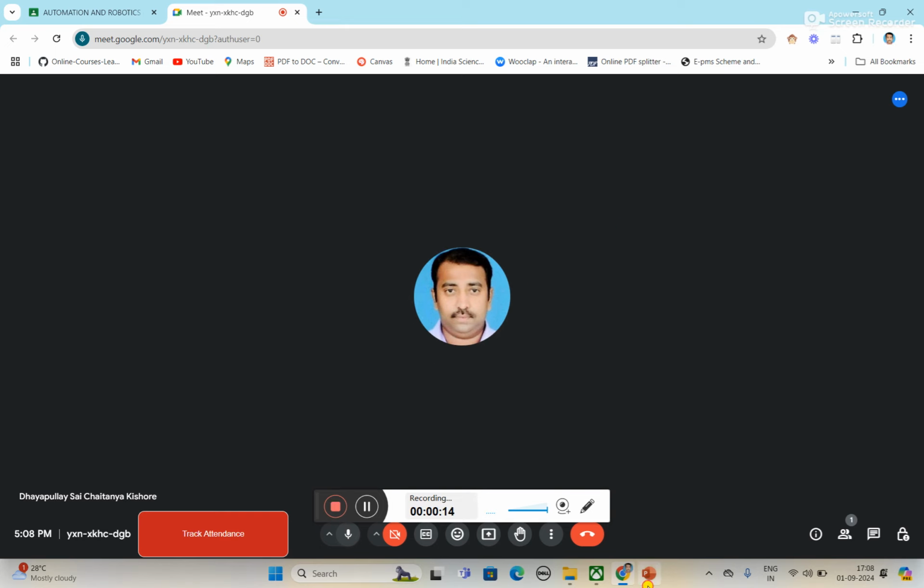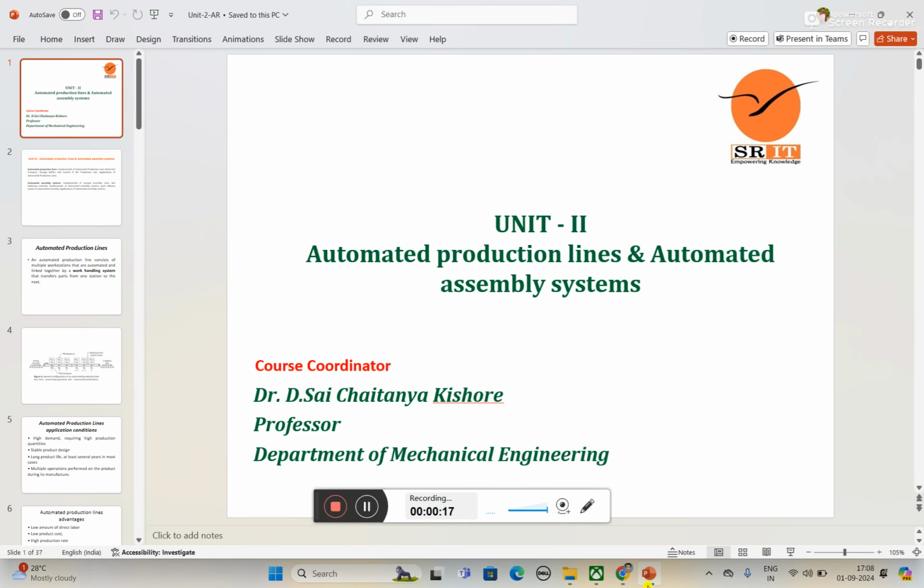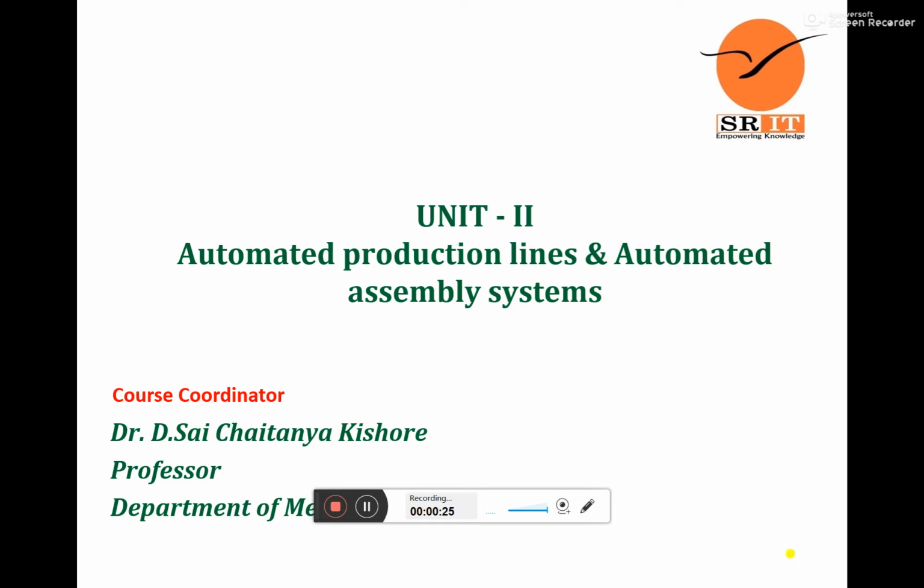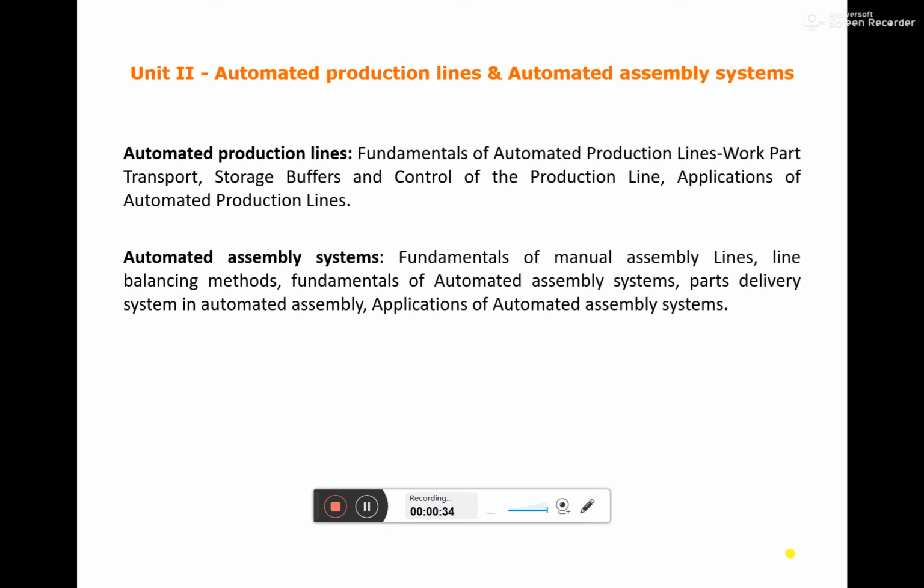Today I am going to explain automated production lines. So, what is an automated production line? The second unit mainly consists of automated production lines and automated assembly systems. The first half is related to automated production lines.